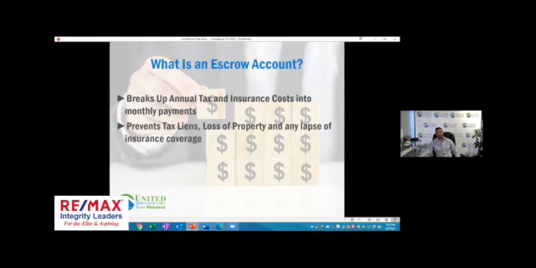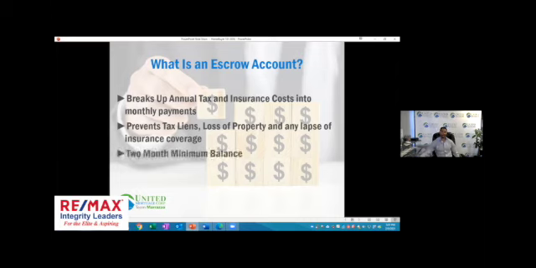Prevents any lapse of insurance coverage. If you pay this stuff on your own, guys, if you pay your insurance or your taxes, I'll tell you, sometimes you forget to pay and your insurance lapses, and bad things can happen, right? And then you're out, potentially, whatever the case may be. If you don't have insurance on your house and a tree falls on it, it's probably the last thing you want to have happen, right?